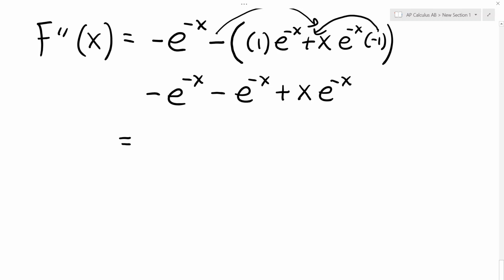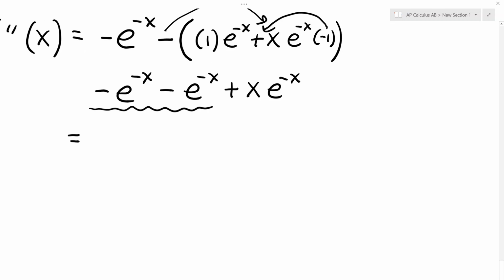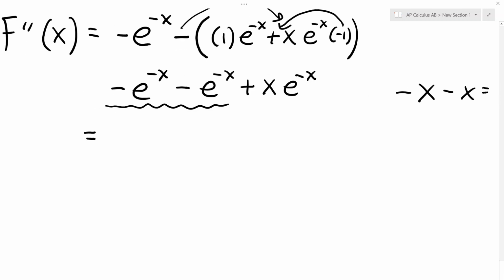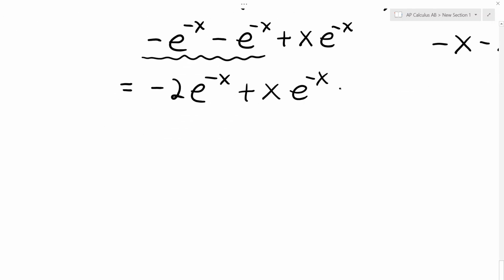And look, if I'm giving you something to do by hand, this should simplify down so we can factor it. Do you see how every single one of these terms has negative e to the negative x? We can factor that out, okay? But before we do that, we can combine these two things because they're the same thing. If you had negative x minus x, everybody should be able to tell me that's negative 2x. So negative e to the negative x minus e to the negative x is negative 2 e to the negative x plus x e to the negative x. And we want to know where that's 0.